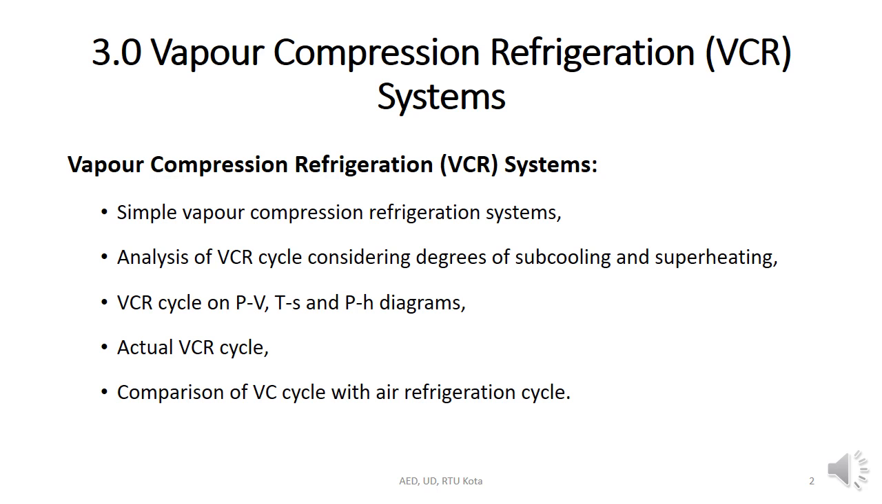then a little bit of extension of subcooling and superheating, and this vapor compression system with respect to its pressure and temperature diagrams, then the actual vapor compression cycle along with different losses and what is actually happening, and in the last, the comparison of the vapor compression cycle with the air refrigeration cycle.